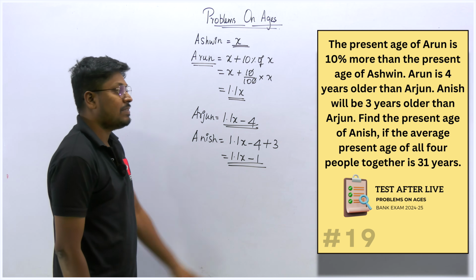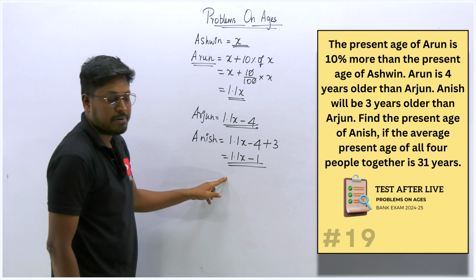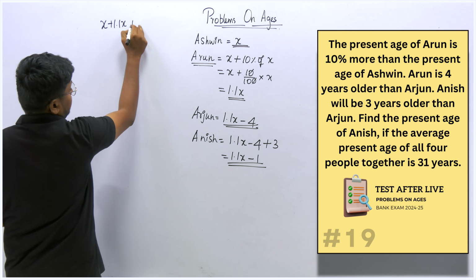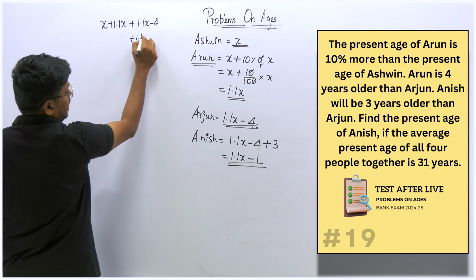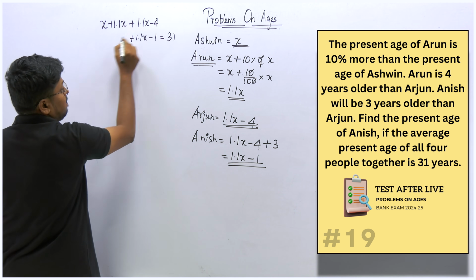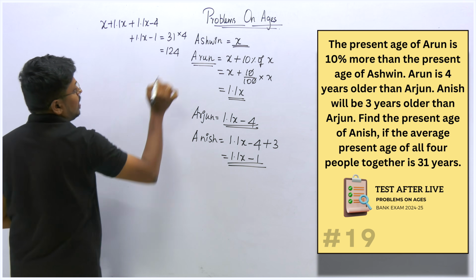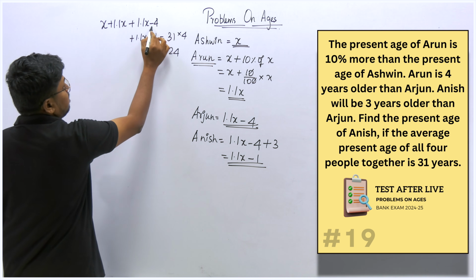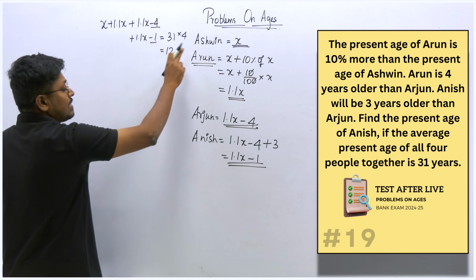So now what they have given is if the average present age of all the 4 people is 31. So we have to add all the 4 people where the average is 31. So add Ashwin, Arun and Arjun will be minus 4 and Anish will be 1.1x minus 1 is equals to 31. So they have given an average. So completely divided by 4. So here we can multiply this by 4. This will be 124. So 124 will be the total. So now add all the values. So this can be written as minus 4 minus 1 will be minus 5. So when you bring the minus 5 towards right hand side, it will be plus 5.